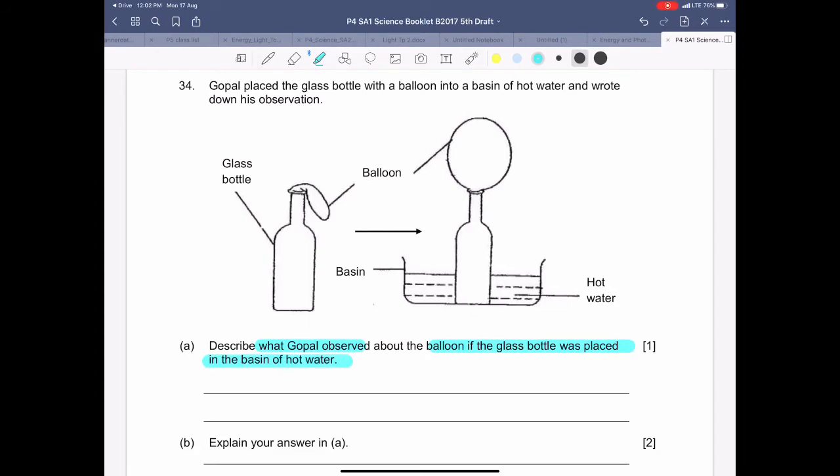Now, so basically, the topic in this case, if you take a look at it, is actually on heat and temperature. The concept tested over here would actually be expansion and contraction. Now, how do I know it's expansion and contraction? Because can you see the balloon over here became bigger? So this will give me a very good hint that it's actually on expansion.